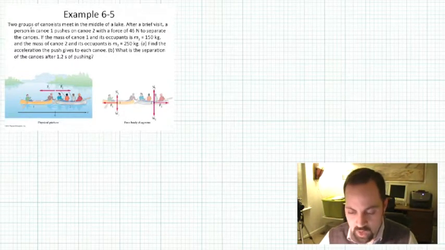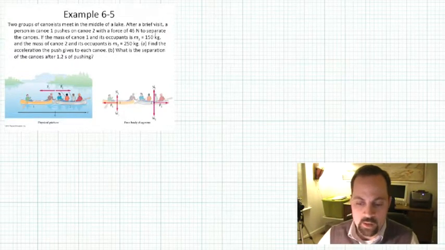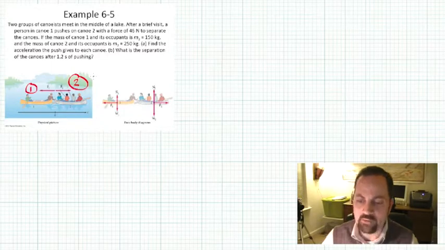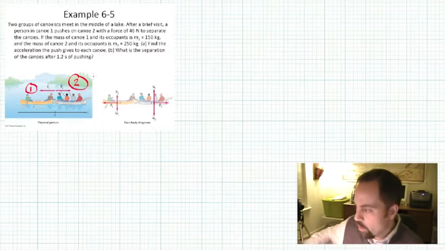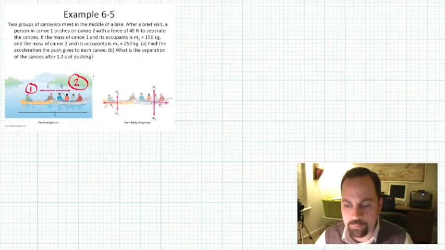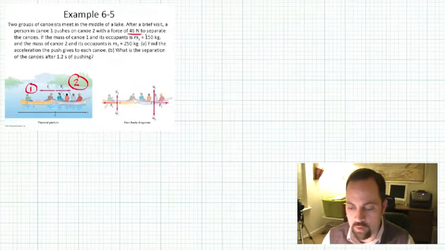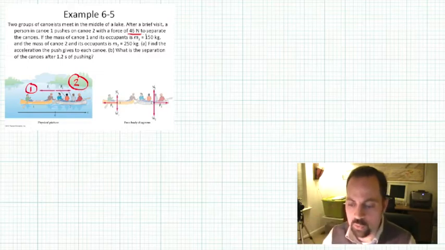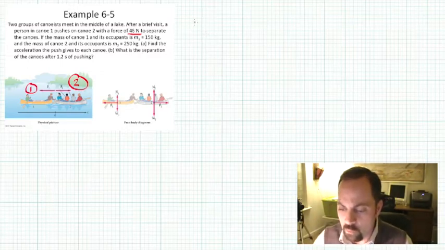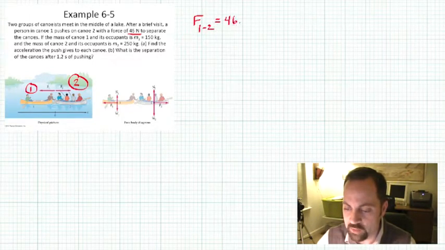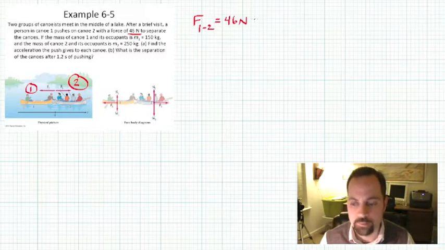Two groups of canoeists. Great. We have two canoes right here. This is canoe one on this side, and this is canoe two on that side right there. The person in canoe 1 pushes canoe 2 with a force of 46 newtons. So the force from 1 to 2 is 46 newtons.